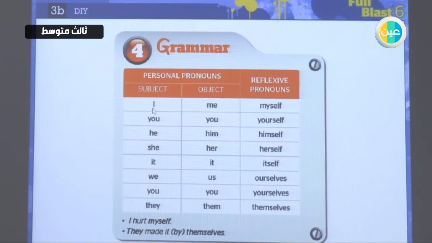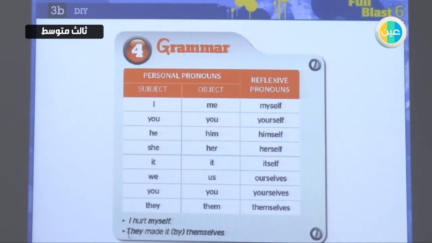Now, let's read it together. We have I, myself, you, yourself, he, himself, she, herself, it, itself, we, ourselves, you, yourselves, they, and themselves. Now let's look at the sentences here below. I hurt myself. So the subject is I. The object of the verb is the same as the subject. That's why we used the reflexive pronoun myself.